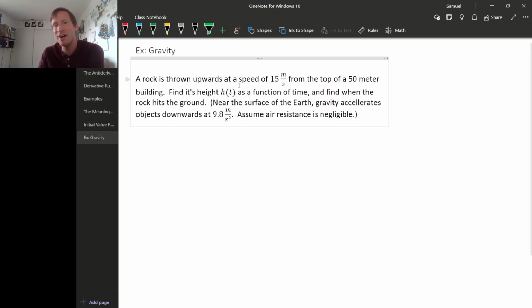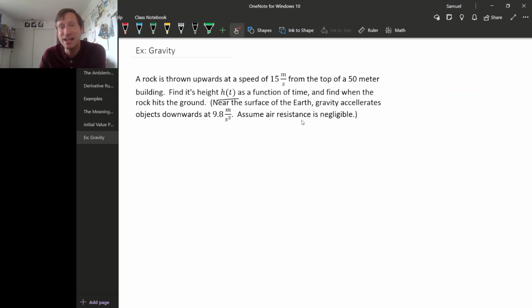So suppose we have a rock that we throw upwards at a speed of 15 meters per second from the top of a 50-meter building. Let's find the height of this rock as a function of time, and let's find when the rock hits the ground. If we can find this function h of t, then we can just set it equal to 0 to find the time when it hits the ground.